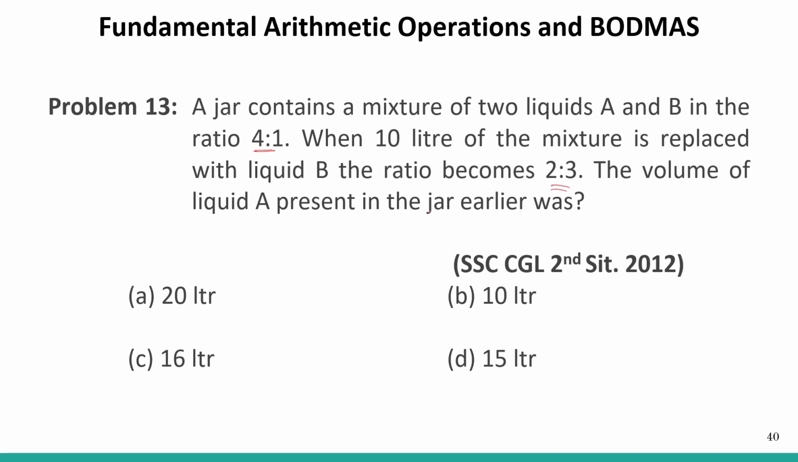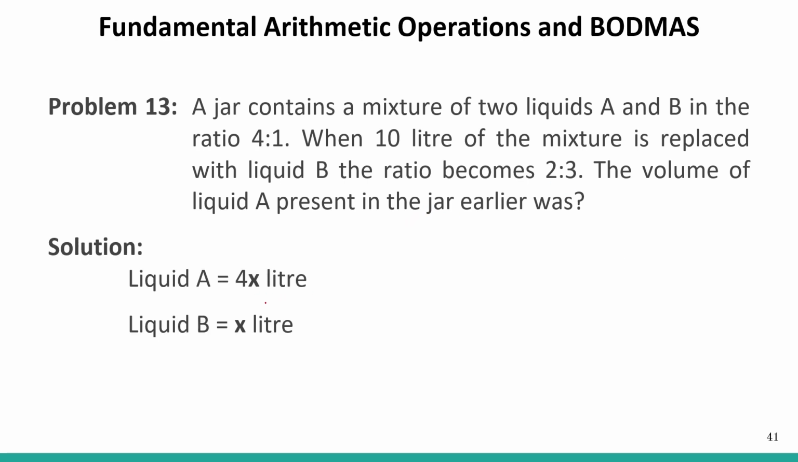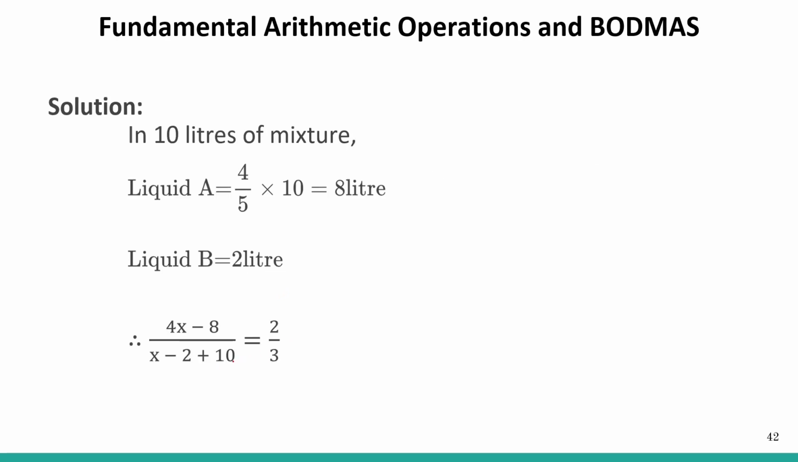So let's convert this word problem into an algebraic equation. So liquid A is equal to 4x liters and liquid B is equal to x liters. Okay. So in 10 liters of mixture, liquid A is equal to 4/5 into 10, that is 8 liters. And liquid B is equal to 2 liters. So the algebraic equation will be (4x minus 8) by (x minus 2 plus 10) is equal to 2/3.